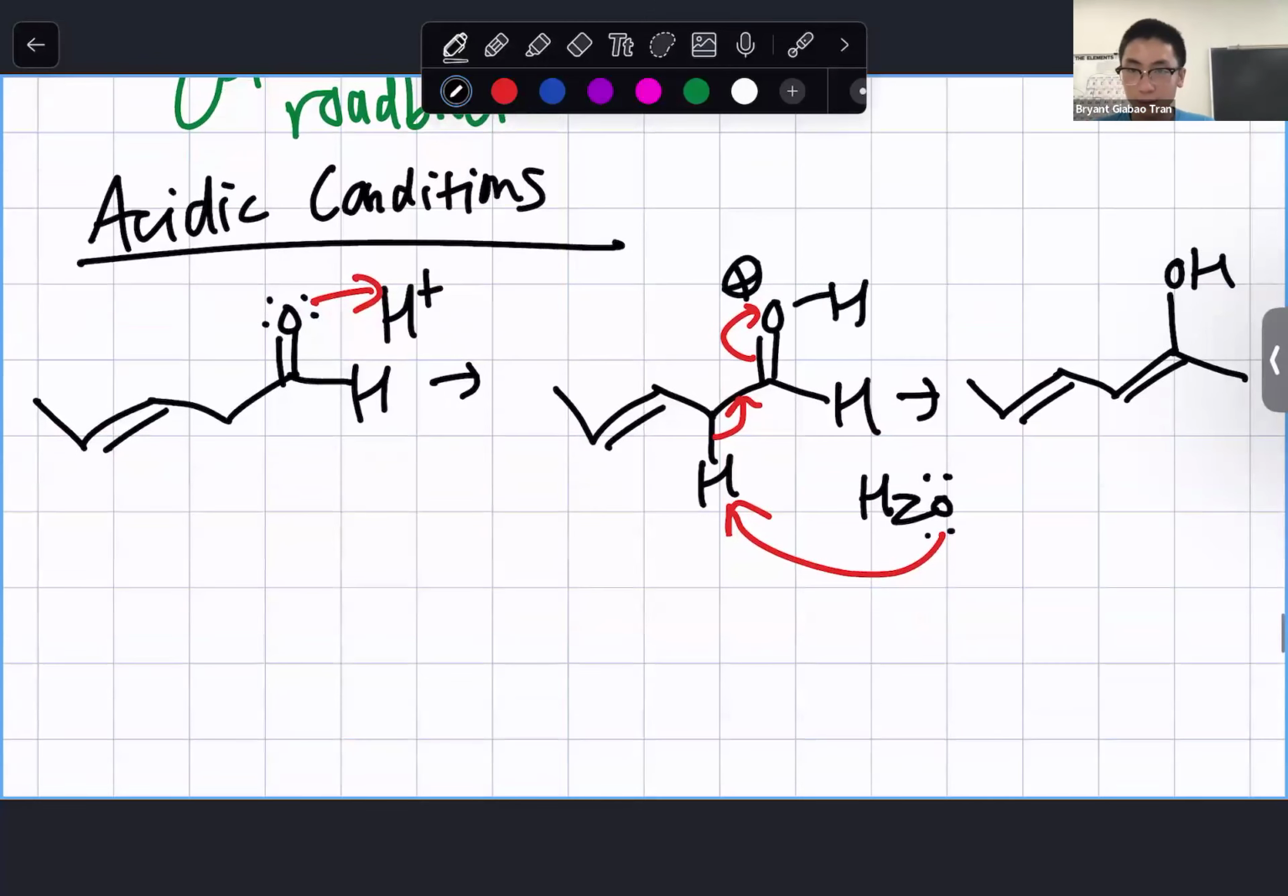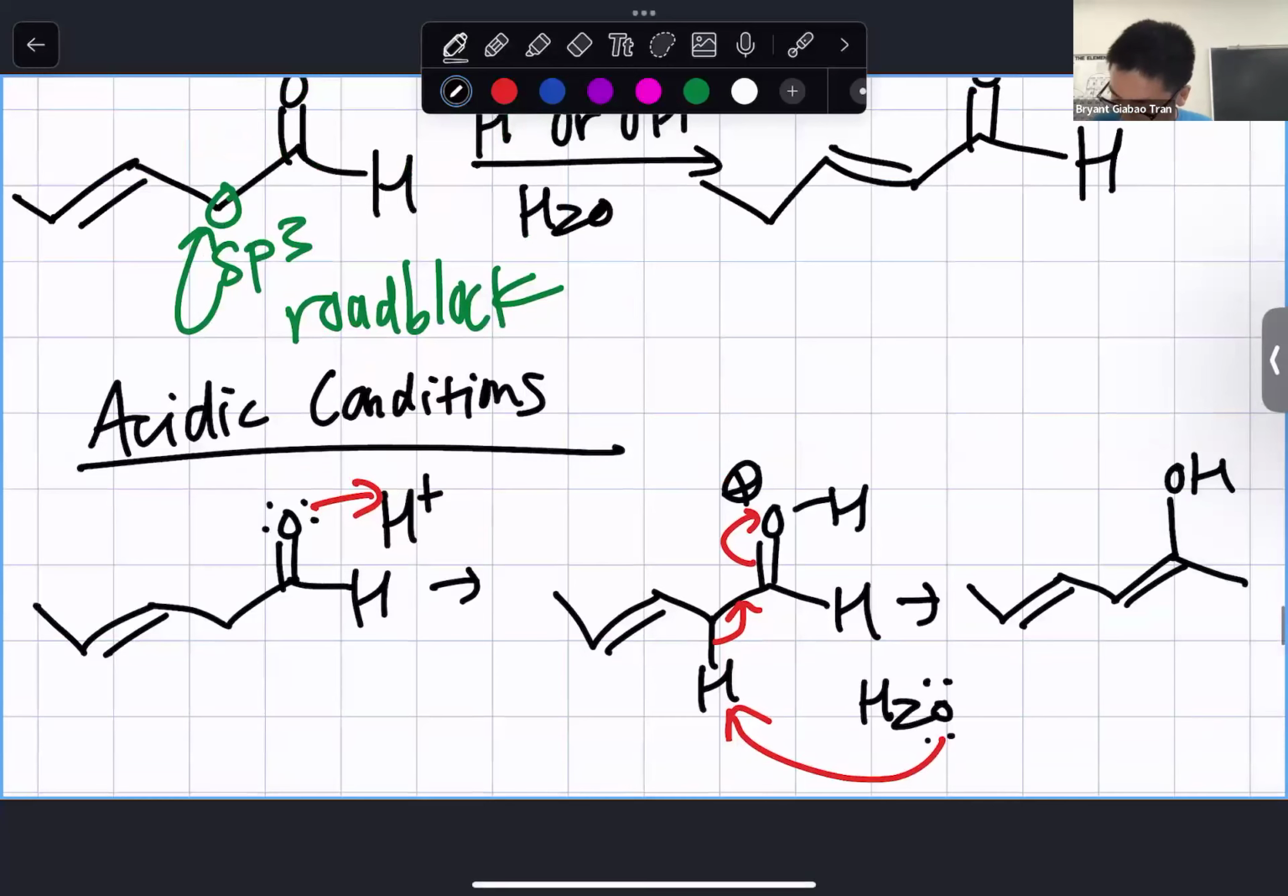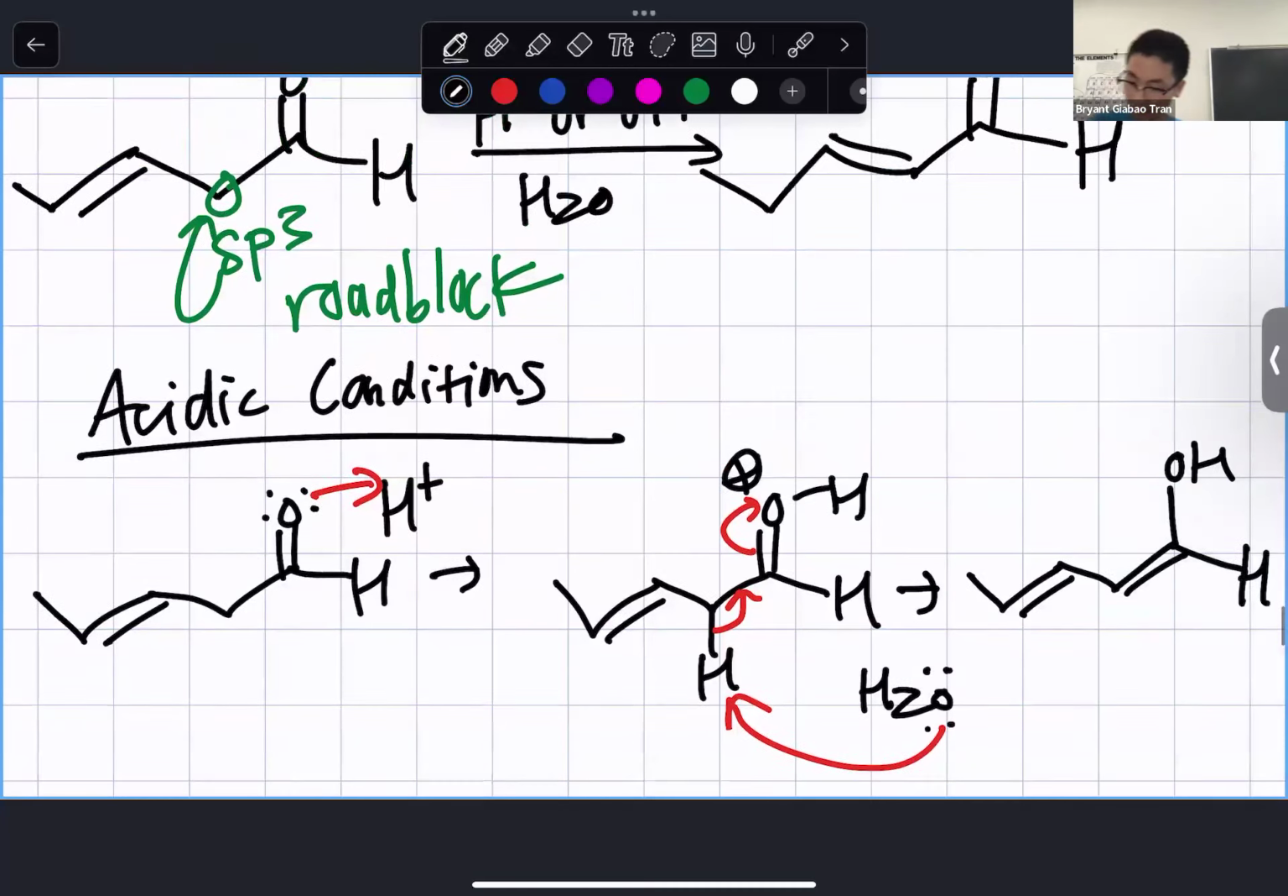And then once we get Wait, shouldn't there be an H on the right one next to the alcohol? H on the right one. Oh, yeah. Far right. Oh yeah, this should be an H. Yeah, aldehyde, not ketone. There you go.